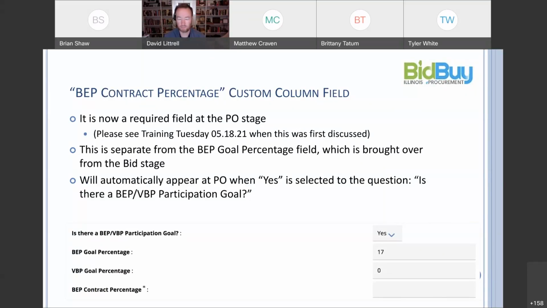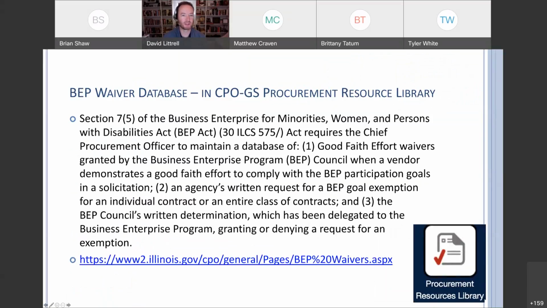So a good rule of thumb is anytime that BEP contract percentage, which is the new required field we're talking about, is less than the goal percentage, you will need to submit that documentation, once it's approved or denied either way, to Diana Segrist, and that'll go into the database. This database stems from changes in the BEP Act. We referenced the BEP Act in the previous slide. Where'd it go? Right there, section 7.5. I couldn't remember what section it was. That section 7.5 requires the CPO's office to maintain that database.